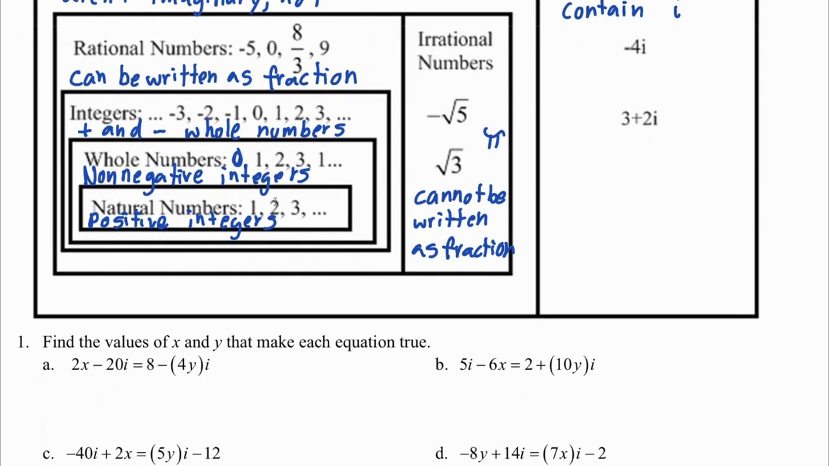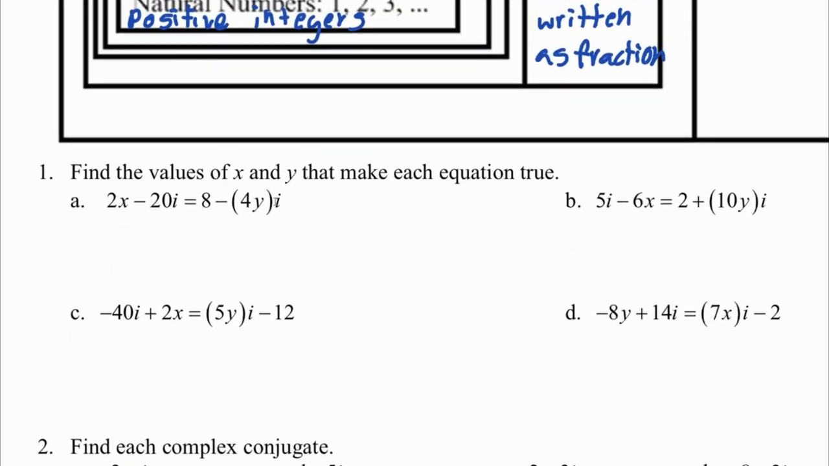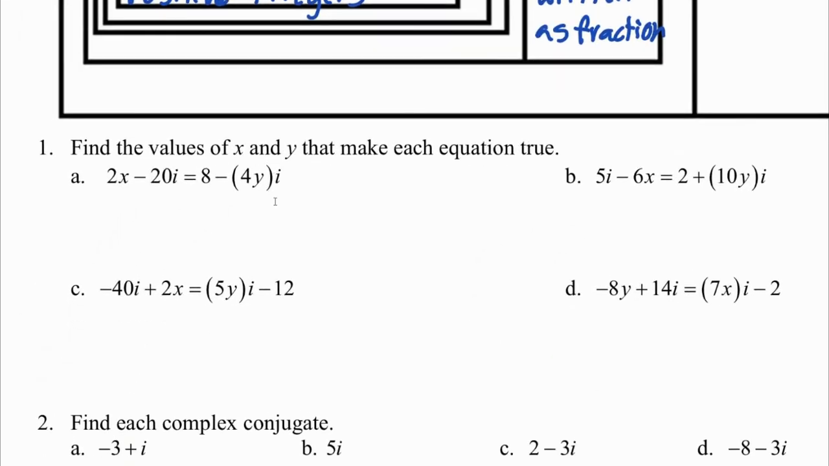Alrighty. So this is asking us to find the values of x and y that make each equation true. In order for these to be true, imaginary parts have to be equal to imaginary parts, and real parts have to be equal to real parts. On the left side, we see that 2x is real because it doesn't have an i attached, and that would correspond with 8 because 8 is also real. So 2x is equal to 8, and to solve for x, we divide both sides by 2. So x is going to be 4.